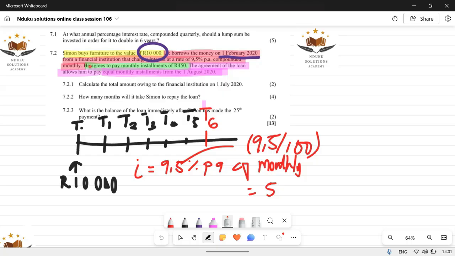So let's see, 7.2.2 says: how many months will it take Simon to repay his loan? So we're going to use the present value formula, because what do we have? We have monthly installments of 450. That's the value of X for those repayments. So our X is actually 450.